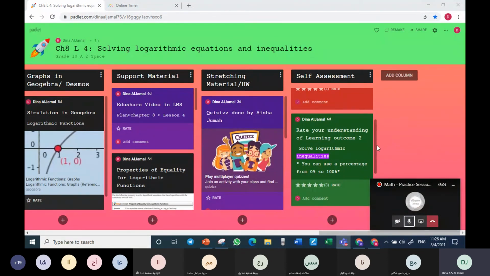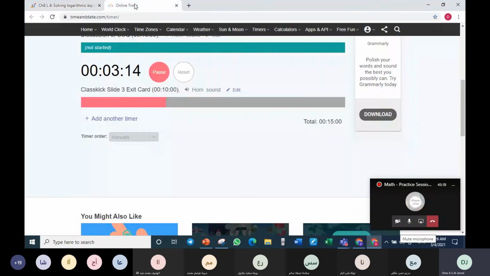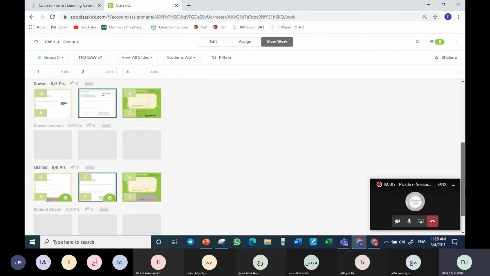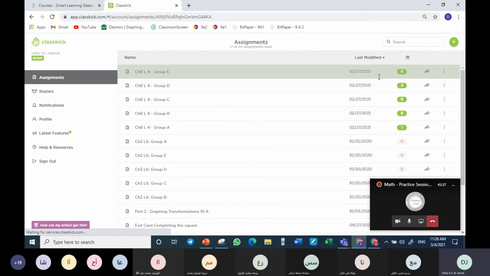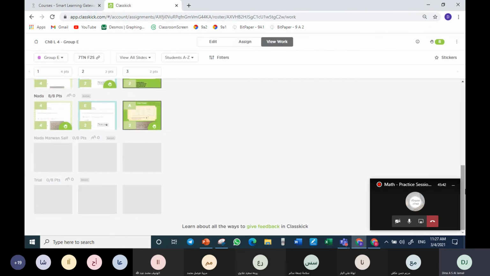Ladies, when you write your rating, you can just write a text or add a comment with the percentage. It's better than rating using the stars. Around 3 minutes left. I can see that most of the groups are done with the exit ticket. So can you come to Teams and raise your hand whoever is done with the exit ticket? Great.